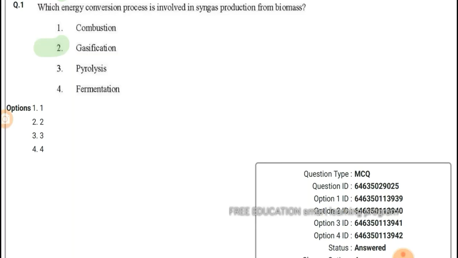From environmental science, we will discuss some important questions. So, the first question is, which energy conversion process is involved in syngas production from biomass? By using biomass, we can produce synthetic gas, or syngas, with the help of gasification.